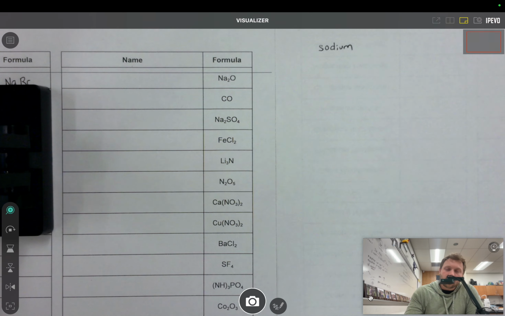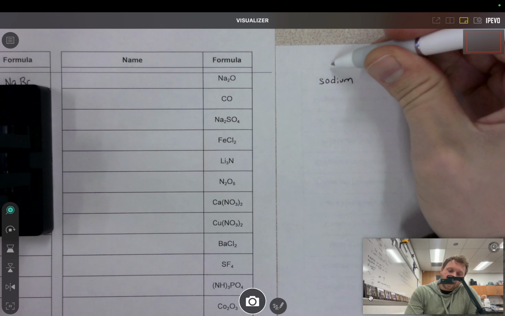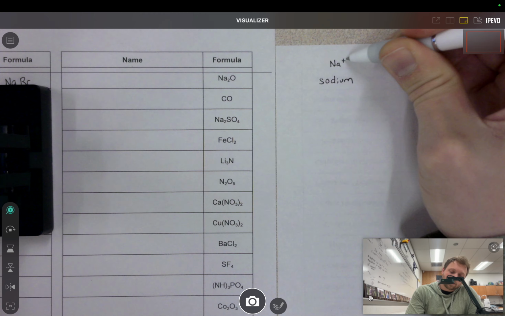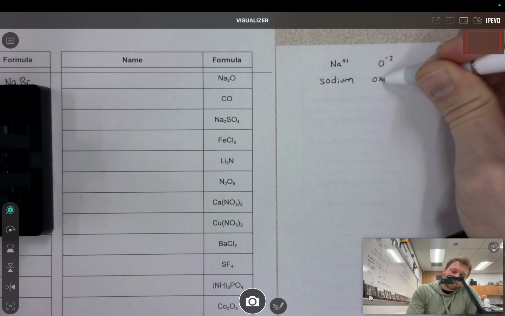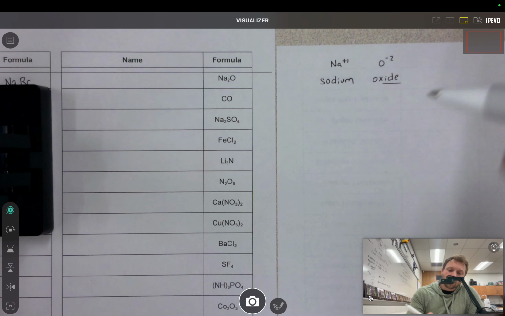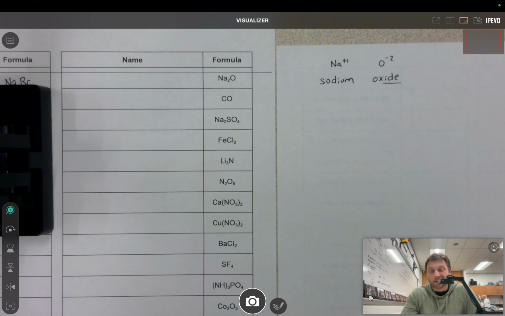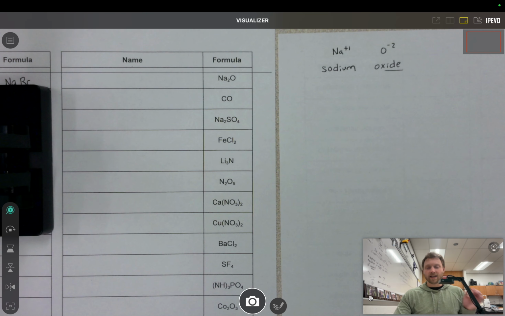In a binary ionic compound, we can just name the cation and name the anion, in this case, oxide. Notice, oxygen changed its ending to IDE. That is the first section of nomenclature from the Formulas and Nomenclature packet. It's very simple, very straightforward. You take the name from the periodic table and change its ending to IDE.